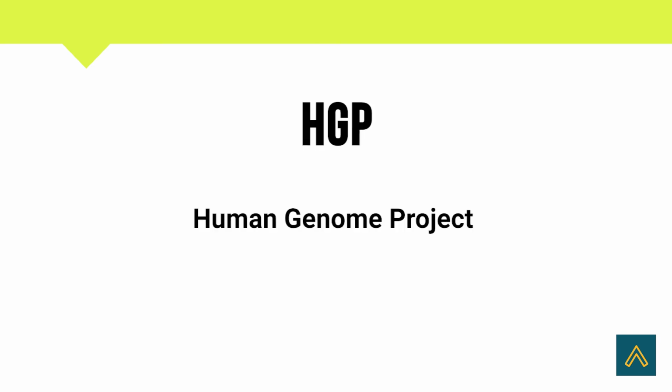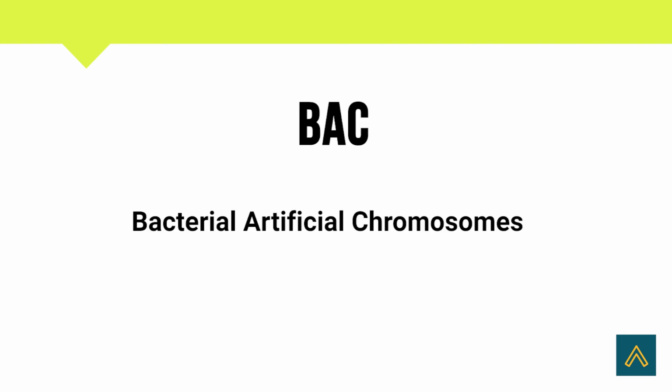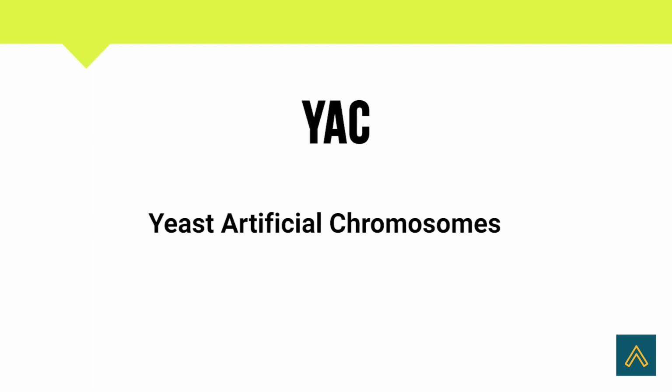HGP. The full form of HGP is Human Genome Project. BAC. The full form of BAC is Bacterial Artificial Chromosomes. YAC. The full form of YAC is Yeast Artificial Chromosomes.